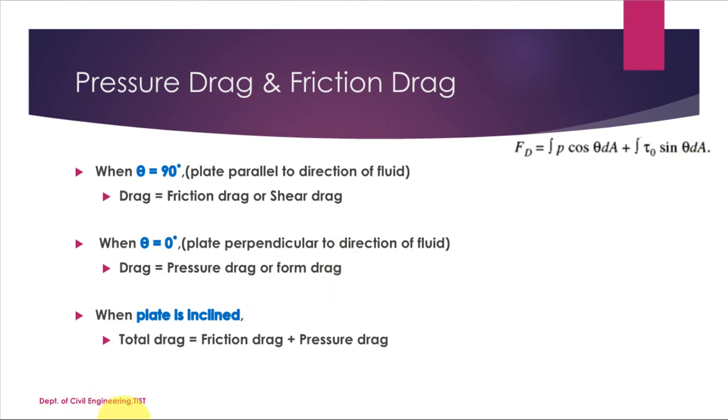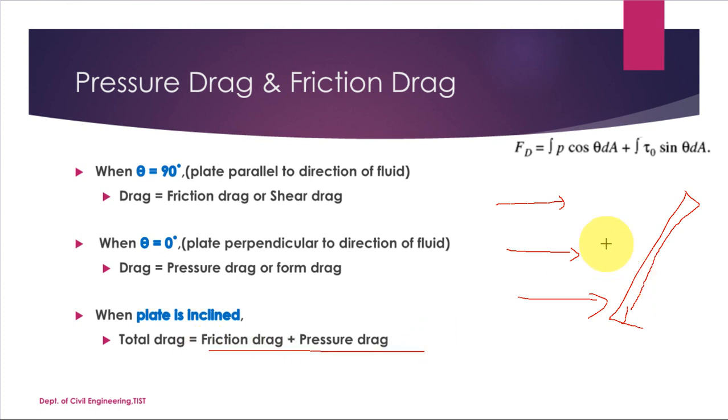Okay. Now we have the general case where the plate is inclined. Here you have the direction of motion and the plate is inclined just like this. Okay, theta has a value and both the terms will be present. So total drag is equal to friction drag plus pressure drag. I hope the difference between pressure drag and friction drag is clear to you.